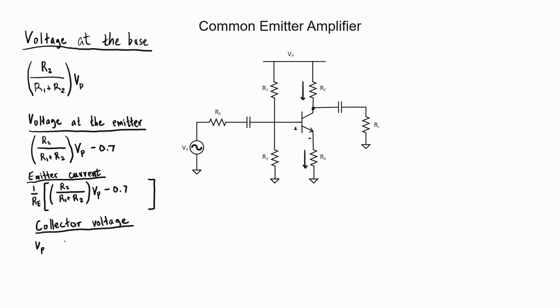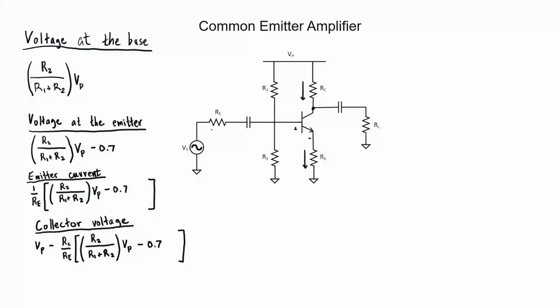Well, the voltage is definitely going to be less than the power supply voltage, and it's just going to be the emitter current times R sub C below that power supply voltage. So we just need to multiply what I've just written for the emitter current by R sub C. Now we're done. We have an expression for the collector voltage.